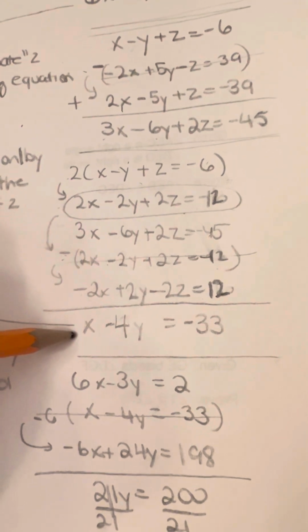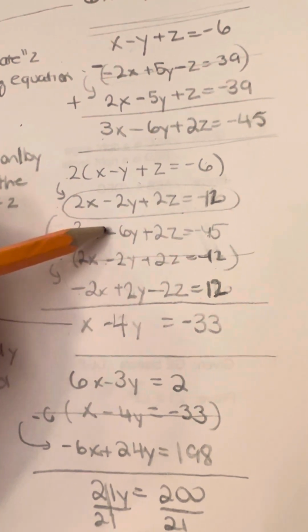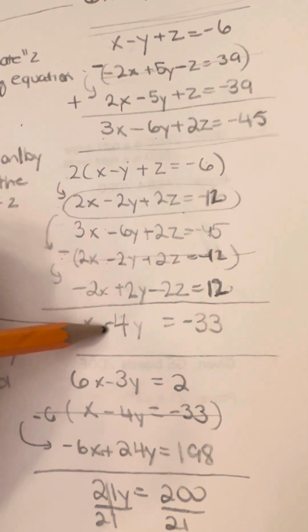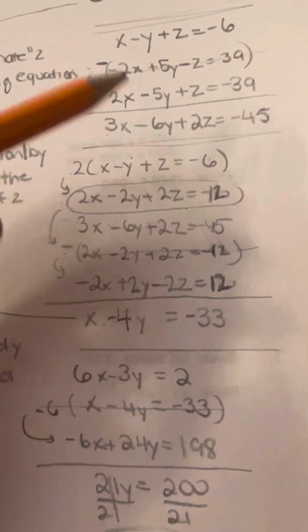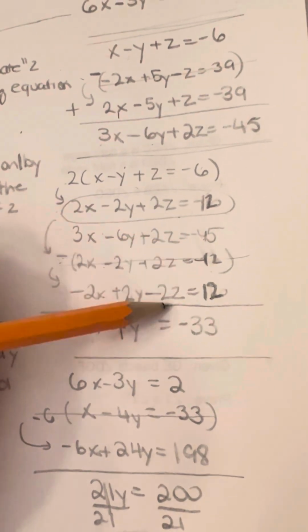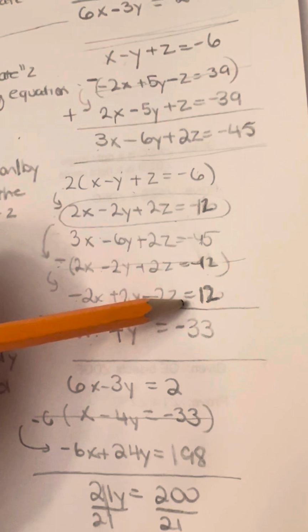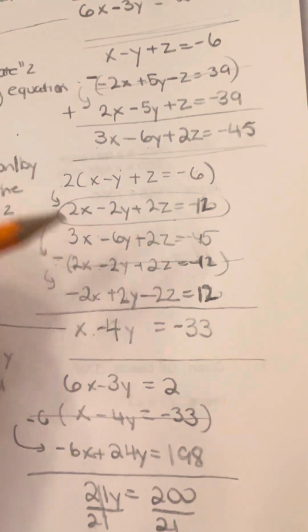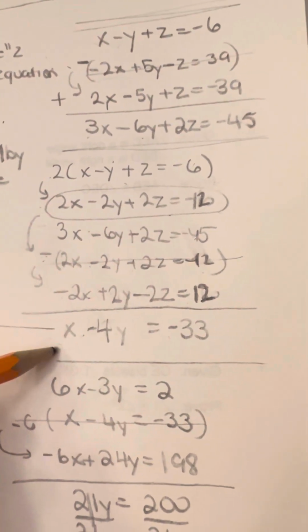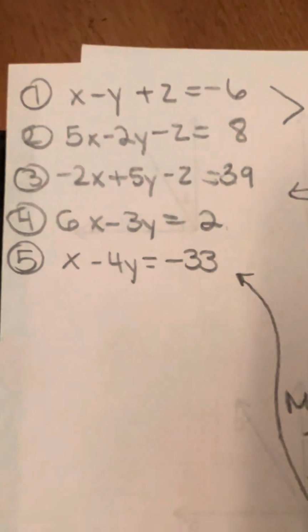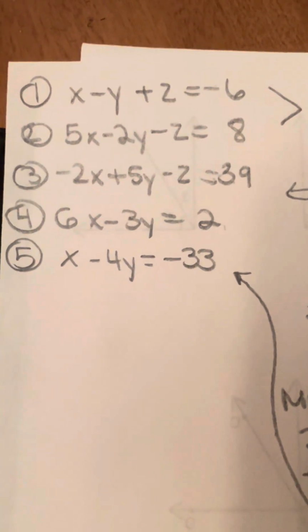3 minus 2 is x. Negative 6y plus 2y is negative 4y. And then the z's are now going to cancel. And then negative 45 plus 12 gives me negative 33. So that is now going to become my fifth equation. I just put that over here so you can see. There's your fifth equation right there.